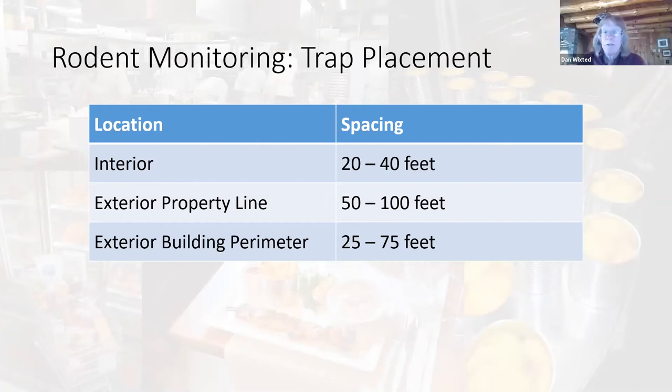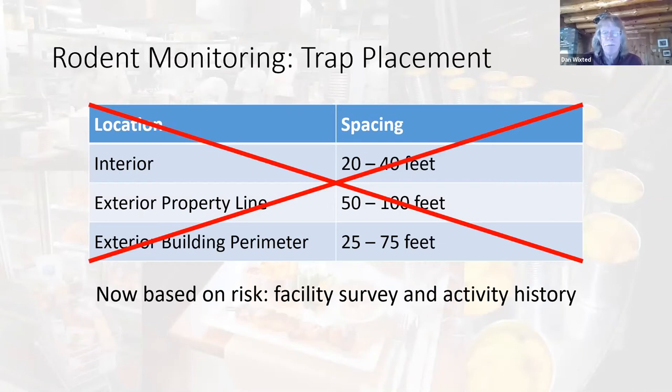Next slide, please. So this method is now out the window and has been replaced by trap placement based on risk. That requires a facility survey and looking at activity history. Where are rodents likely to be? Where are you finding them? And auditors are going to look for that. They're going to ask you now why you're placing your traps where you do. The other issue, and the other revolution in dealing with traps, is inspecting them. Traditionally, a tech would come into a building and open up every one of those traps and see what's in them.